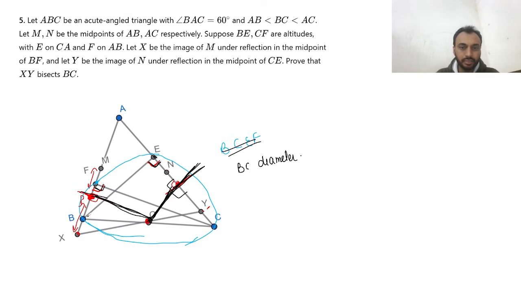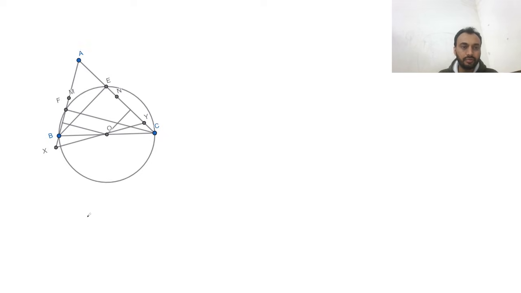So let's see a neater diagram. This is the diagram we will get. Here I draw the perpendicular bisectors of BF and EC, and let's call the points P and Q, right? We know that the perpendicular bisector of a chord passes through the center. So they are intersecting at a point O.